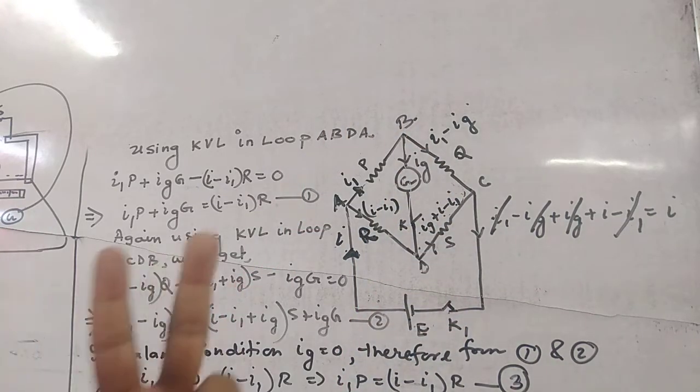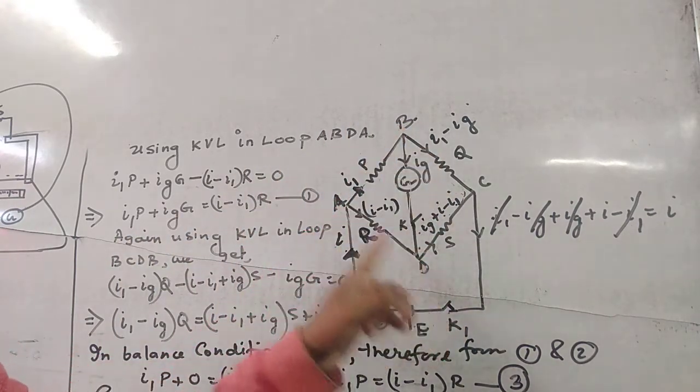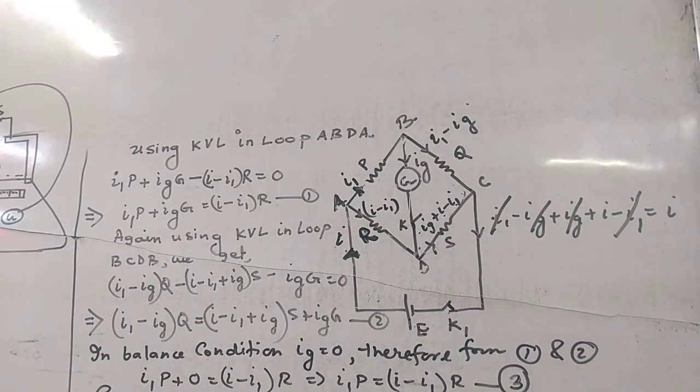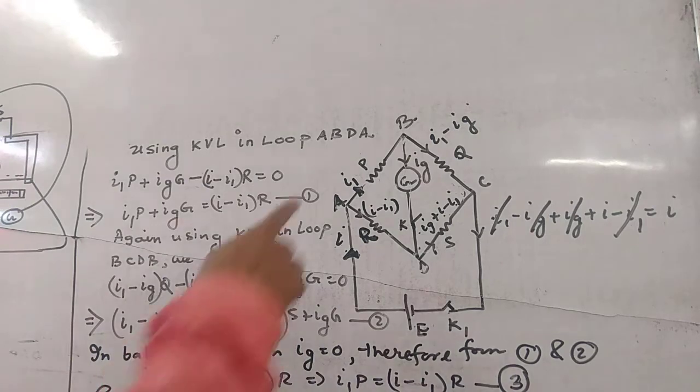We have taken two loops. One is A, B, D, A. The other one is B, C, D, B. Is it clear? Now we will use KVL in A, B, D, A.